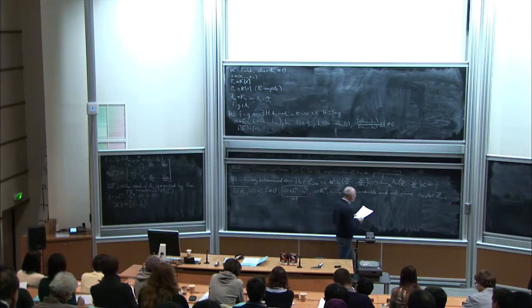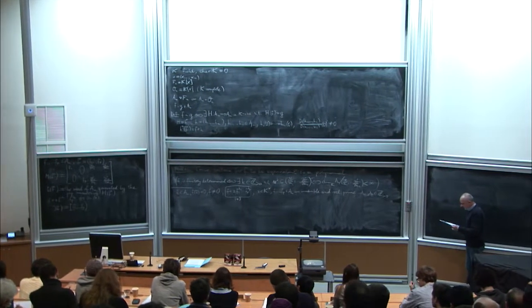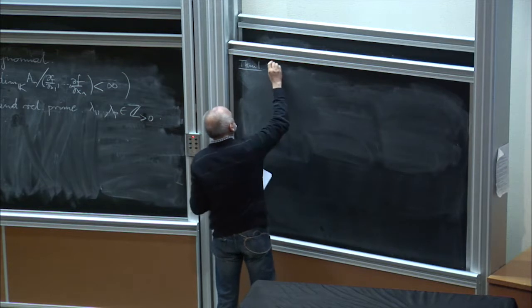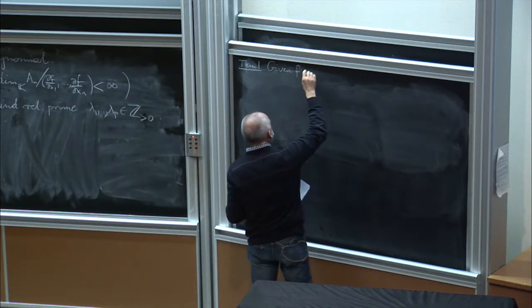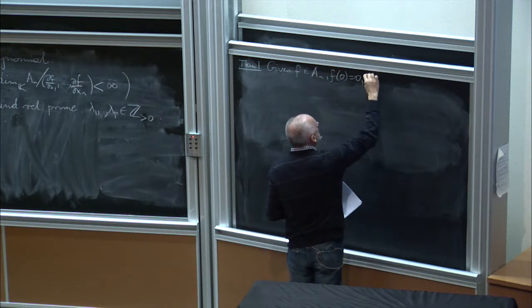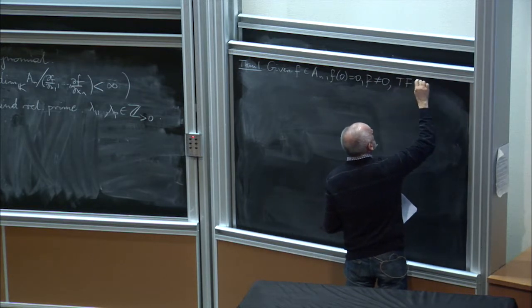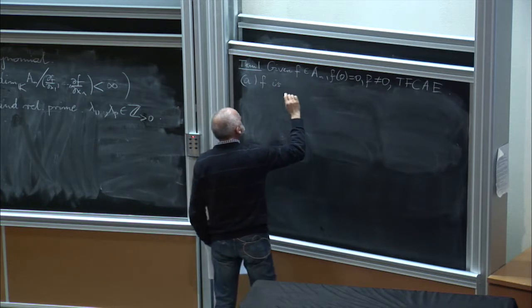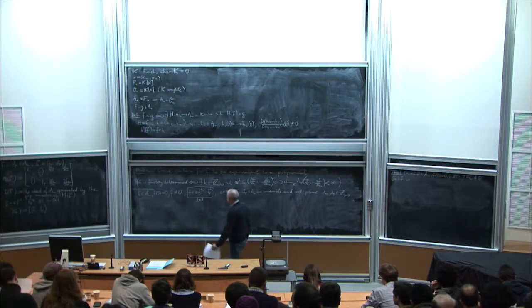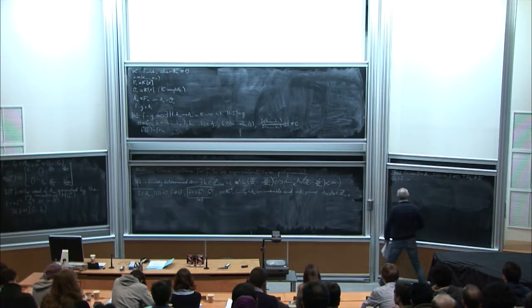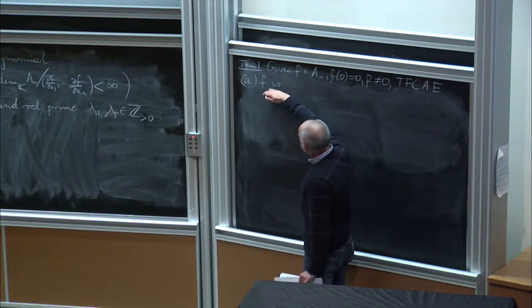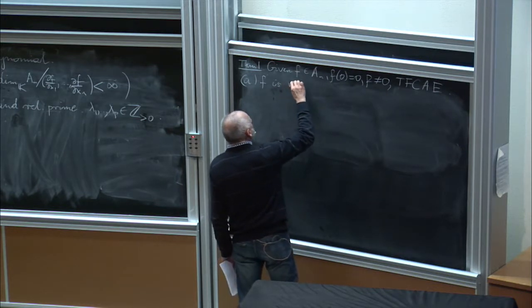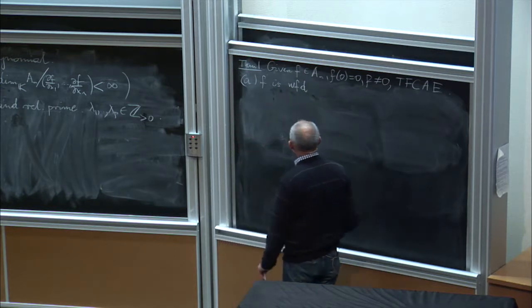Good. With this notation, I can state the first theorem. Theorem 1: given F of 0 equal to 0, F different from 0, the following conditions are equivalent. Condition A, F is... I will write down the condition, but I have not introduced the appropriate notion yet, so I apologize for that. I will write down the theorem and then introduce the notion. Sorry about that. So F is weakly finitely determined. I will write down what it means in a moment.